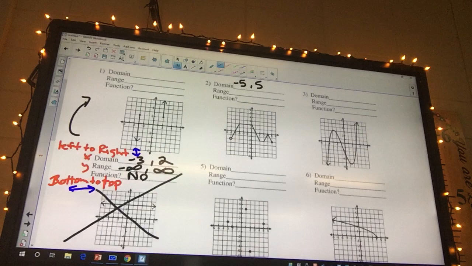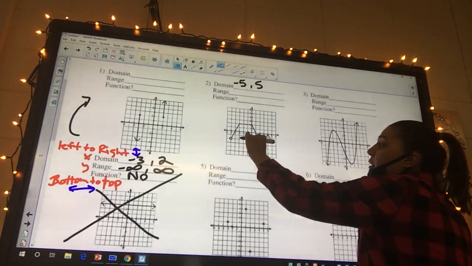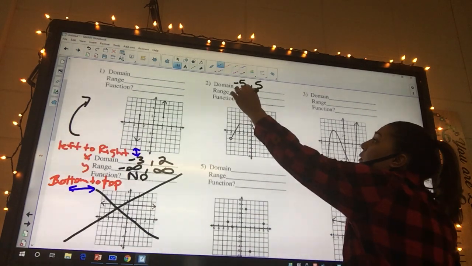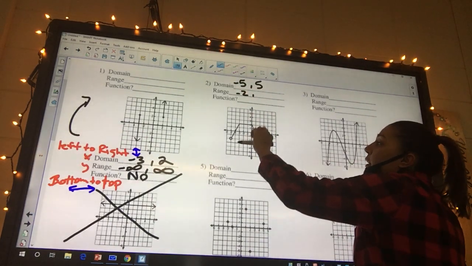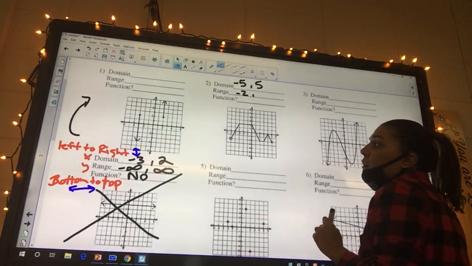Okay, the range. We start out at the bottom. We start working our way up. What's the first number we're going to hit? -2. What's the last number we're going to hit? 2.